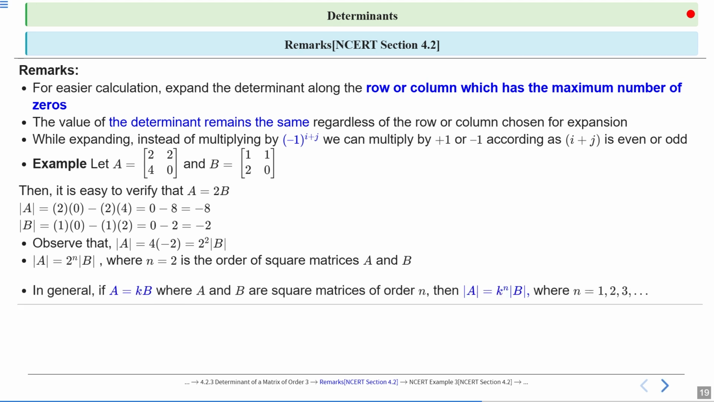Okay. So in general, if a matrix A is equal to K times a matrix B, where A and B are square matrices of order n, then determinant of A is equal to K to the power n, where n is the order of A and B, into determinant of B. So if there is a relation between matrices A and B, that is A equals KB, and if we know the determinant of B, then we can calculate determinant of A by using this formula, that is determinant of A is equal to K to the power n into determinant of B.